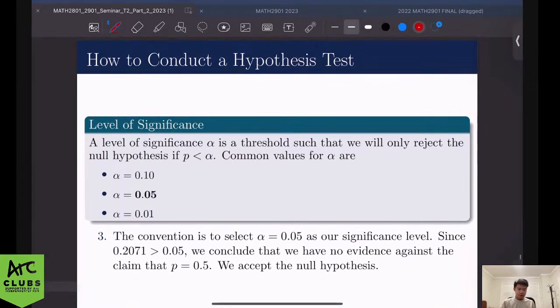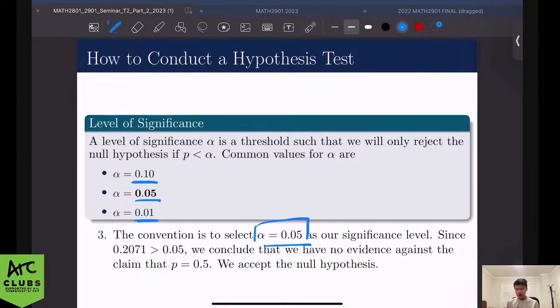So over here, this level of significance is a threshold. Commonly, we set it to be 10% or 5% or 1%, and the convention is to select 5%. Since in this case the p-value is greater than 0.05, you don't have any evidence, so you just accept the null.